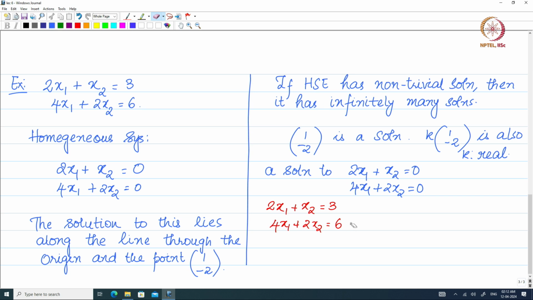What is the solution for this? So, we are going to have x1 is equal to 1.5, x2 is equal to 0 is a solution, x1 is equal to 1, x2 is equal to 1 is a solution, x1 is equal to 0, x2 is equal to 3 is a solution, and so on. So, we see that even this non-homogeneous system of equations has infinitely many solutions.